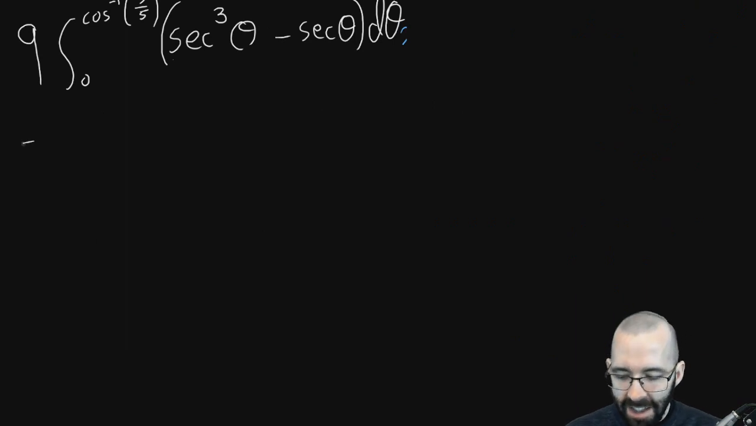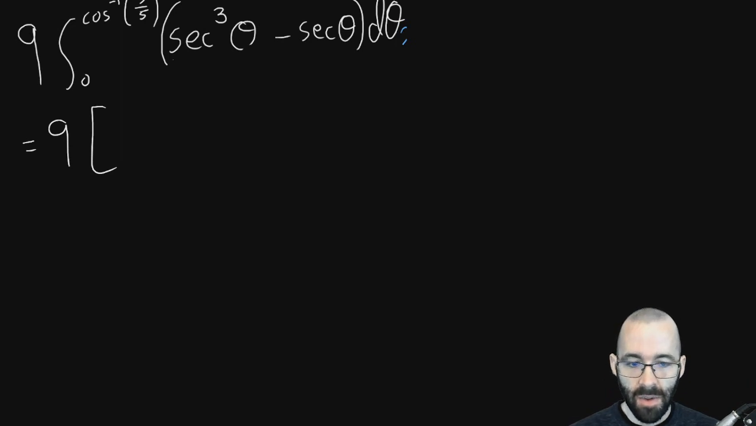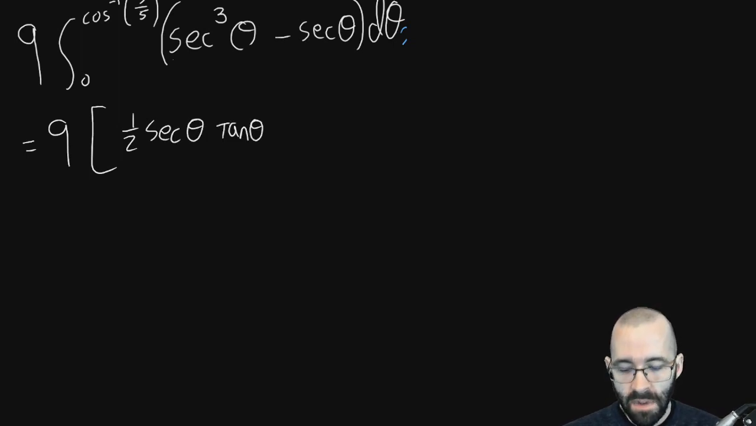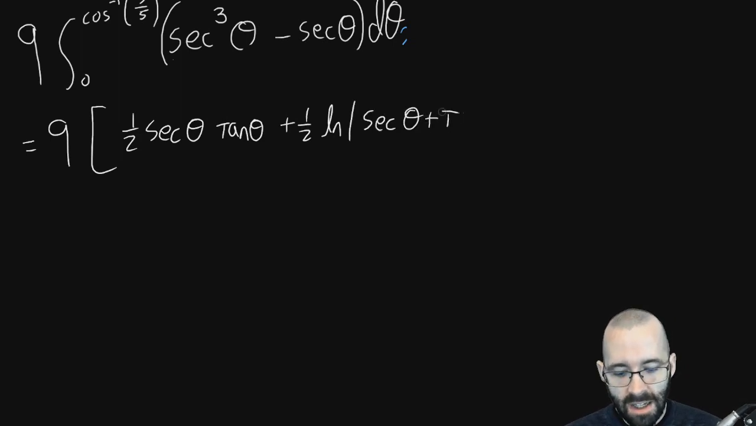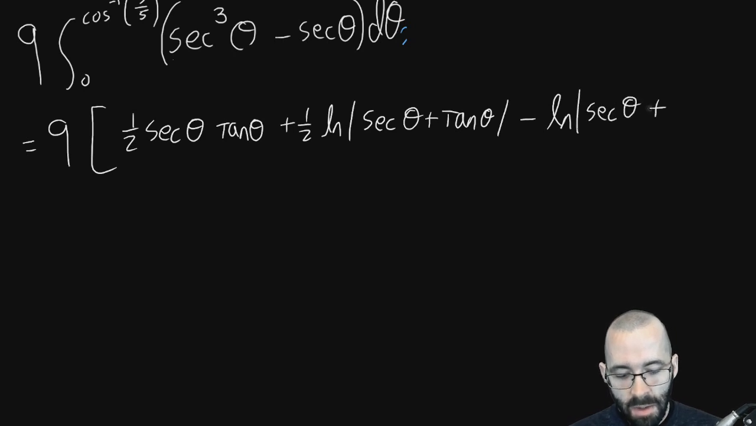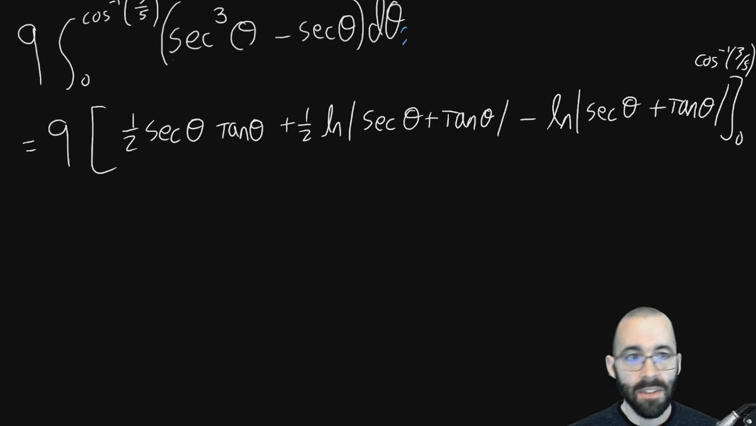So the integral of secant cubed, now that I've pulled it up, the antiderivative of secant cubed is going to be 1/2 secant of theta tangent of theta plus 1/2 natural log of the absolute value of secant theta plus tangent of theta. And then we're subtracting the antiderivative of secant, which is the natural log of secant theta plus tangent of theta. That's all being evaluated from 0 to arc cosine of 3/5.